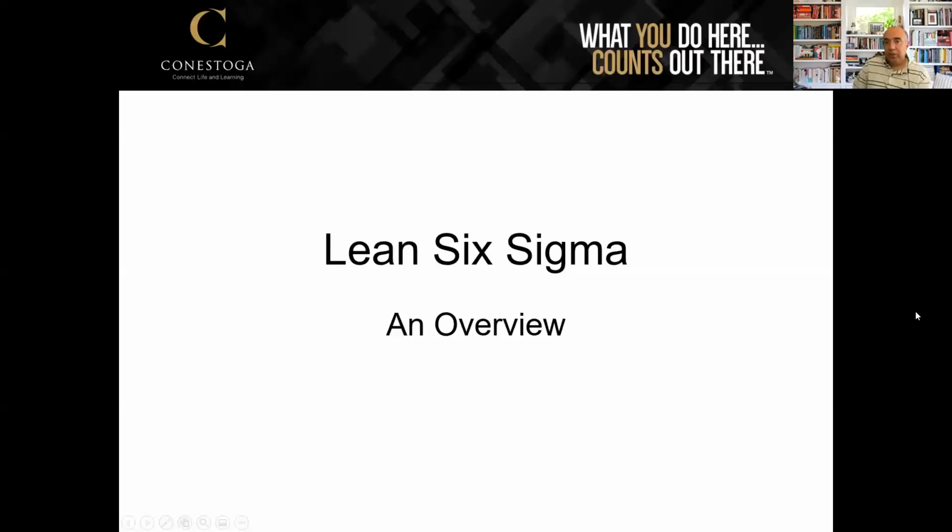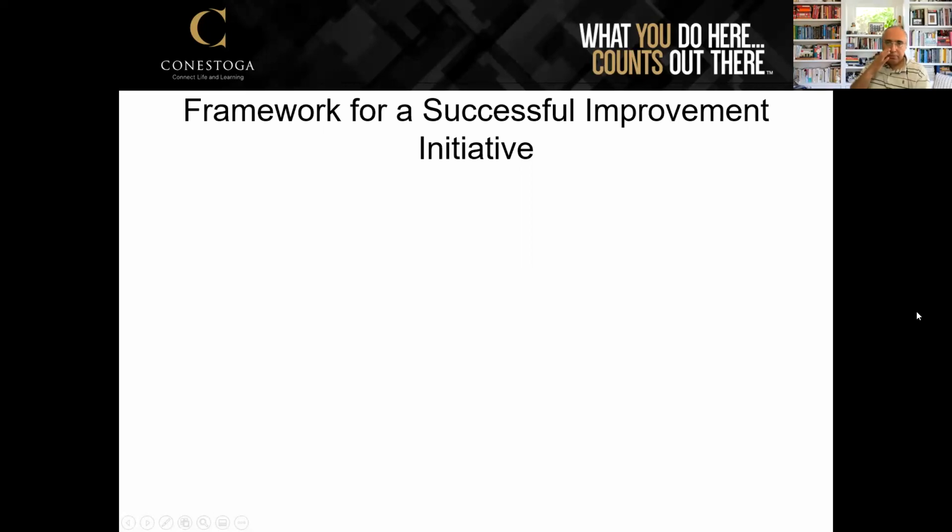So we are going through the Lean Six Sigma overview. This is just a general concepts about what we will study in this course in more detail. So what is the framework for a successful improvement initiative? So what is Lean Six Sigma? You want to improve the process. You want to see how can you make efficiency better, right?